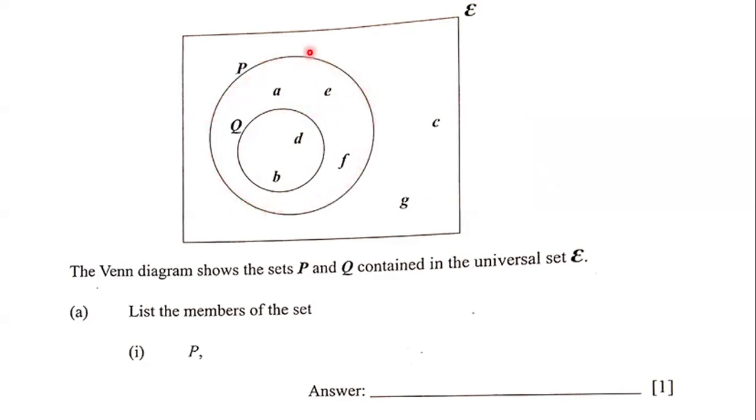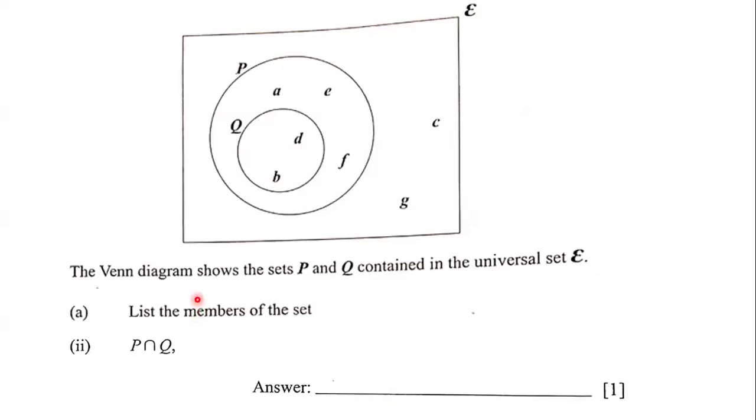So everything that is inside of this big circle, all of the elements inside of this big circle, are members of P. And so it's going to be A, E, F, B, and D. Those are the elements of set P.